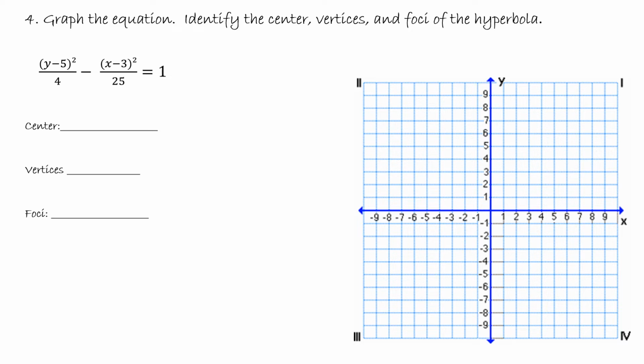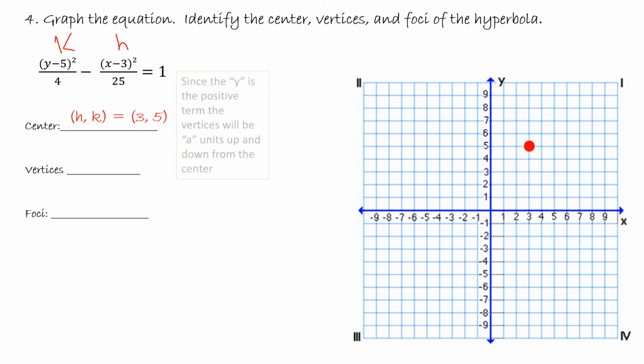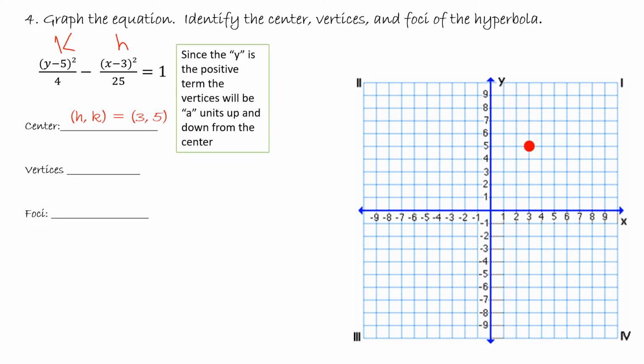So let's be careful here with the center. This is h here, and this is k, because the two terms are switched here. So (h, k) is (3, 5). So we put the center on the coordinate system. Again, the y term is the positive term, the x term is the negative. That means for the vertices, I'm going to go up a units and down a units.